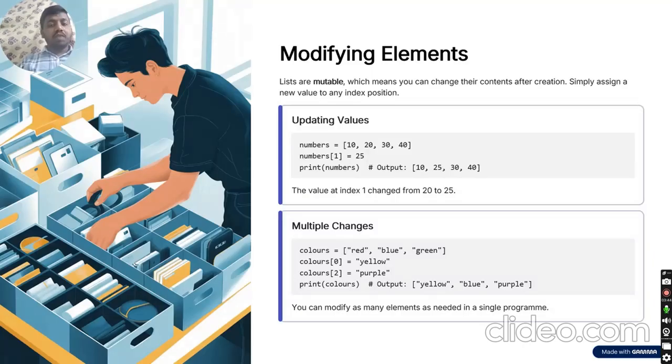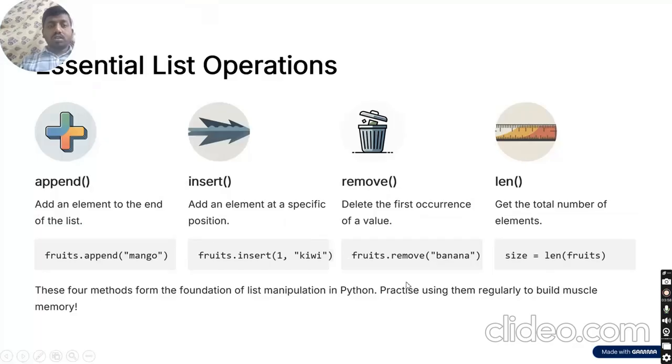Modifying the elements: we can update the values directly. Here you can see the example, numbers of 1 equals 25, and then we print numbers. With colors, we are changing two colors in the same program. We can change them like this also.